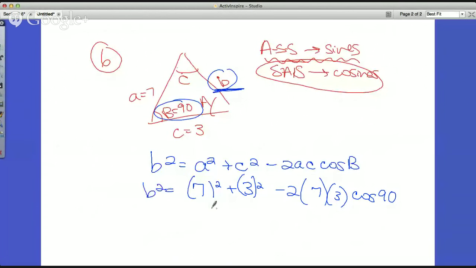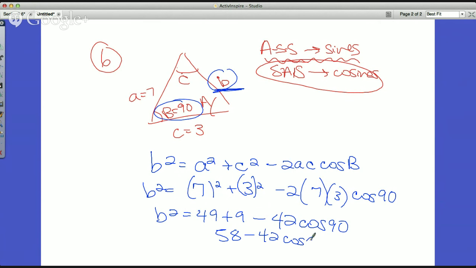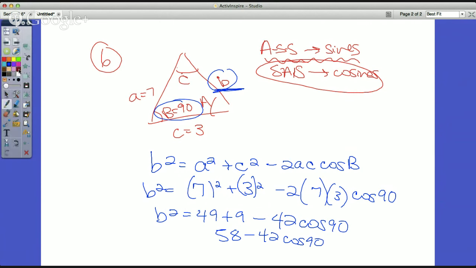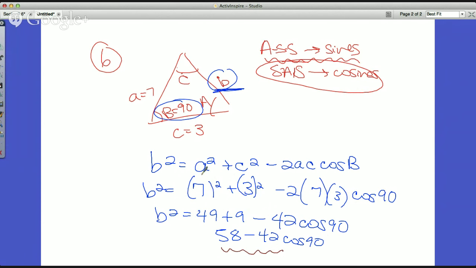Okay, so we're going to plug that in. So b squared equals 49 plus 9 minus, and then we're just simplifying. 14 times 3 would get 42 cosine of 90. As I solve this, you'll notice that a lot of people will do the following. This is what not to do. A lot of people end up trying to subtract 58 minus 42 and try to get something out, when in actuality that's incorrect.